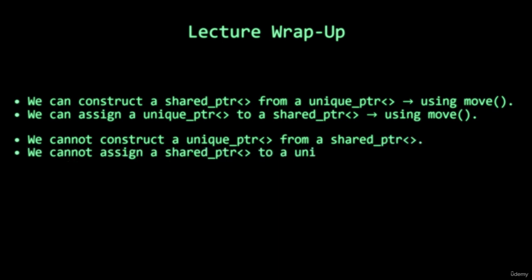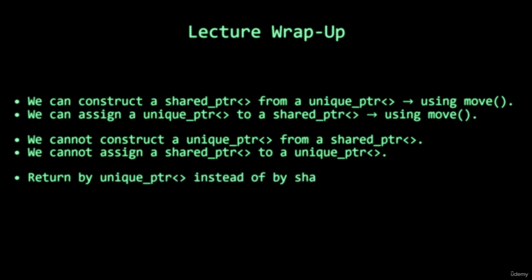Return by a unique pointer instead of by a shared pointer when possible. Okay, based on these observations, and then also you want to keep into consideration what the formal parameter is if it is a unique pointer and a shared pointer, and your understanding of these pointers and what we've discussed in this lecture will help you decide what you need for the formal parameter to solve the particular problem.